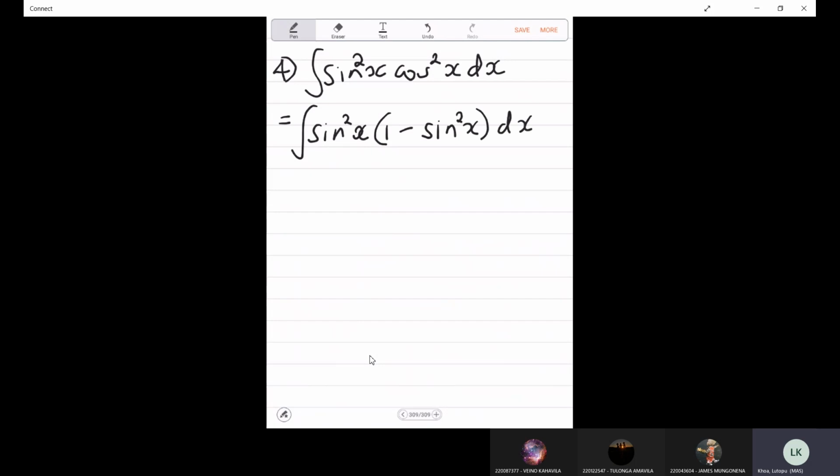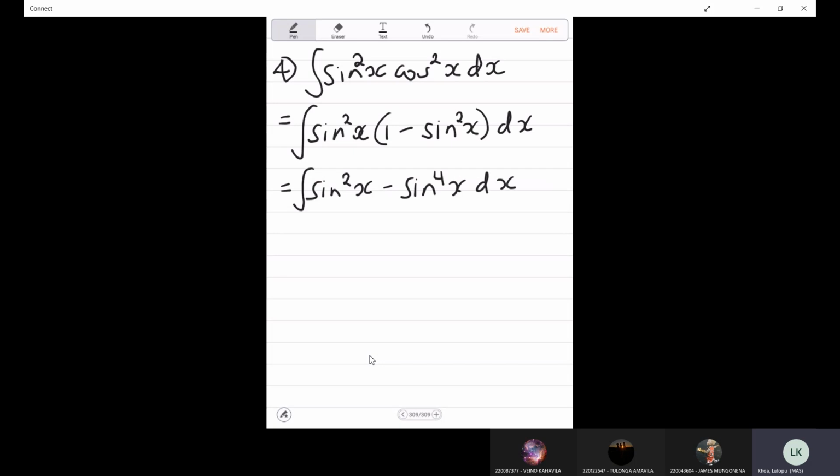And then after this, I multiply out my brackets. Sine squared times 1, you get sine squared, and then sine squared times minus sine squared, you get sine to the power of 4. And yesterday we learned how to rewrite sine to the power of 4. We write it as sine squared squared, and then sine squared, we must rewrite it in terms of our double angle. So this is the integral of sine squared x minus sine to the power of 4 of x dx.